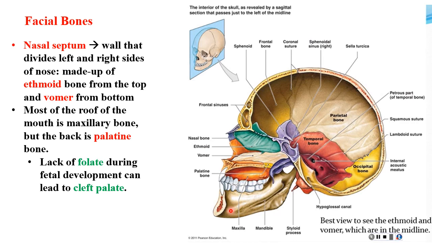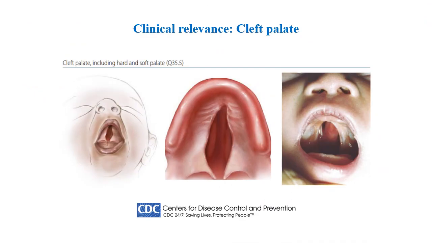All right. So here, coming back to this palatine bone back there, I did mention the lack of folate, that you find in green vegetables. Folate, the name comes from folia, that means leaf. So green leaf, specifically green leafy vegetables. If you don't have enough of that during pregnancy, you can develop this condition that is called cleft palate.